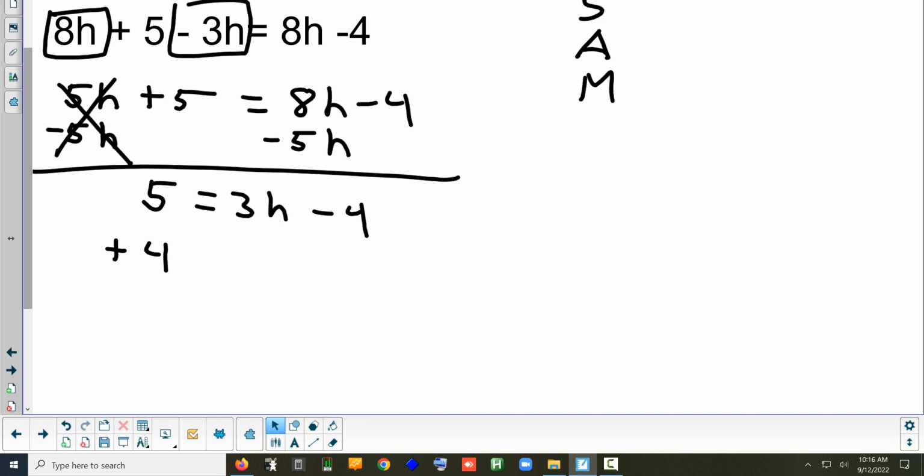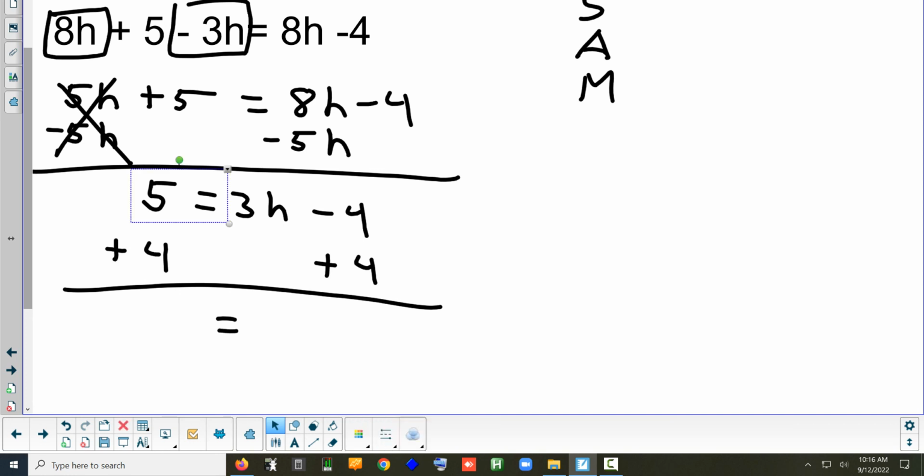So we did it on the left. Where else do we have to do it? Oh, on the other side. Yeah, we got to do it on the other side. All right. So Finnegan, if I do that, 5 plus 4 gives me how much? 9. And Sophie, what's still on the right-hand side? 3H. Good. Well, minus 4 plus 4 is 0. That's gone.